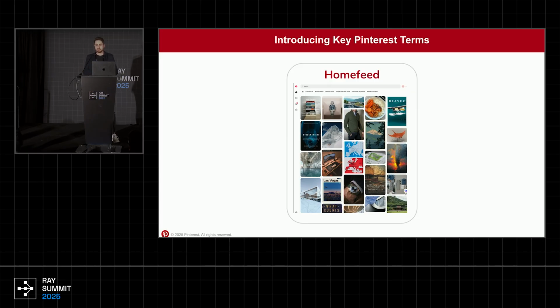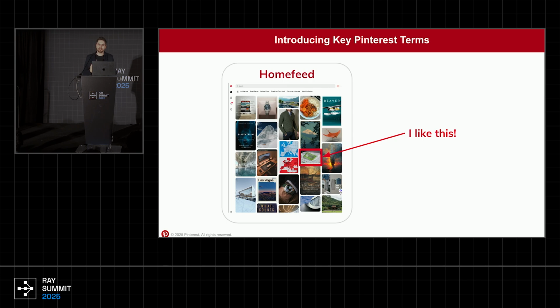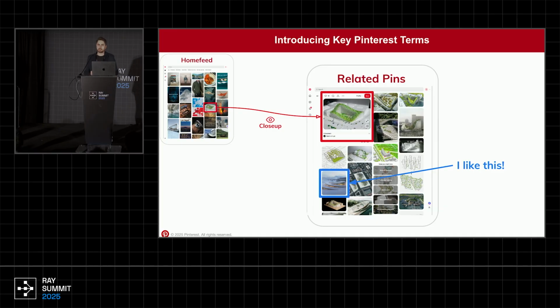So the first thing is that when you open Pinterest, you land at home feed. Home feed is the first surface, and we try to recommend things that you hopefully like. So for example, I like architecture, and there is a pin that caught my attention, so I would want to see more like this. So what I do is I perform an action that we call a close up. Once I close up on a pin, it takes me to a related pin surface. In this surface, you're served pins of a similar nature. And I really like the one that I highlighted in blue.